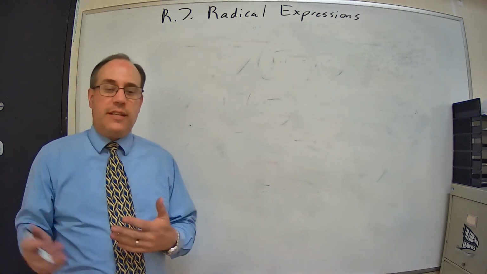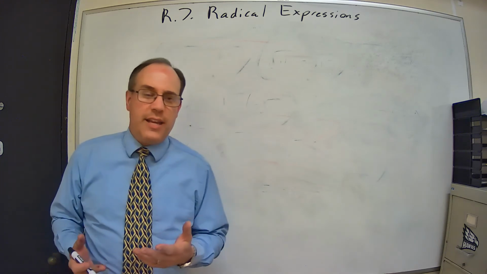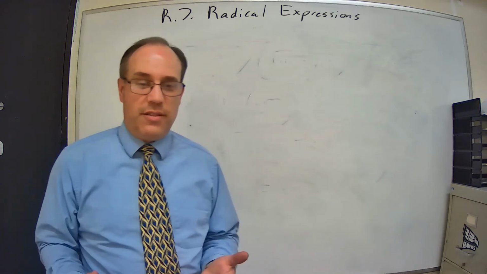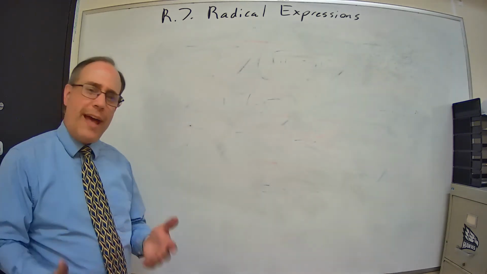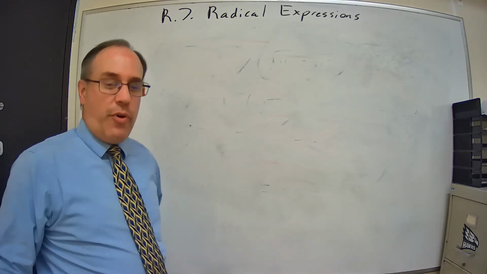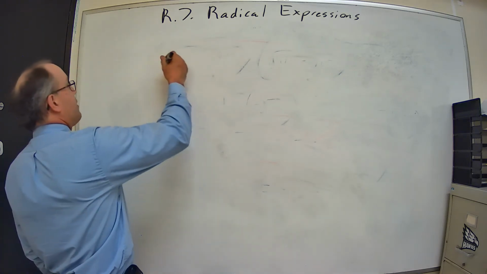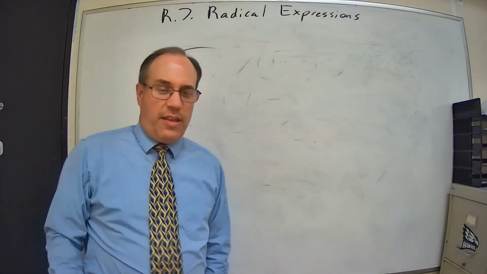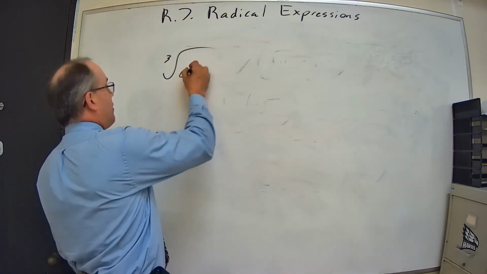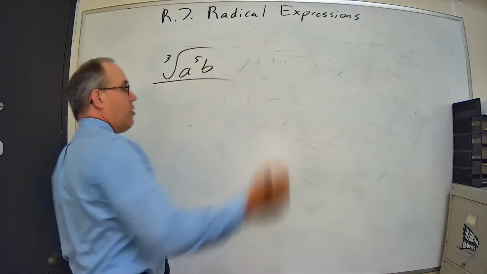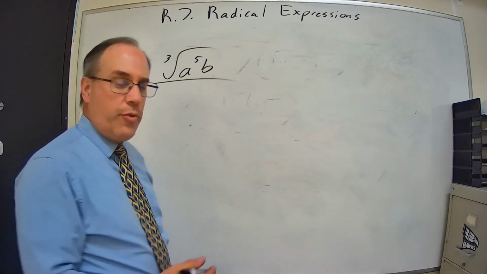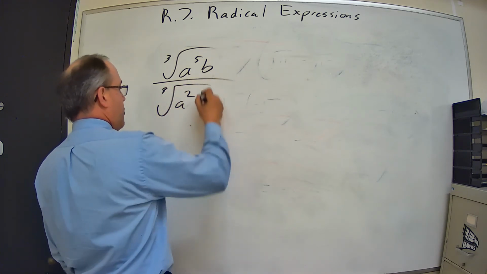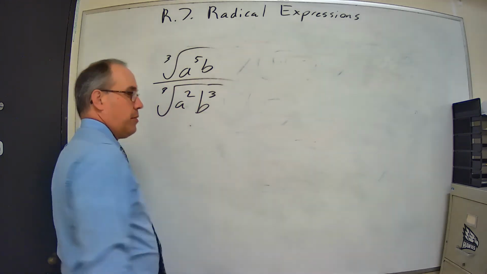So let's take this to something a little more exciting and get into simplifying radical expressions with fractions, or rational radicals, if you want to go that far. So let's go for the cubed root of a to the fifth b over the cubed root of a squared b cubed.